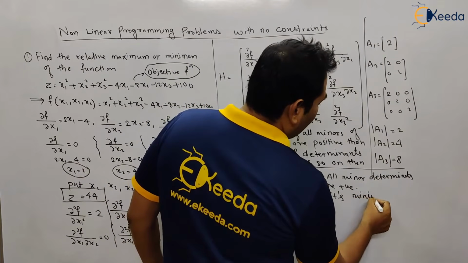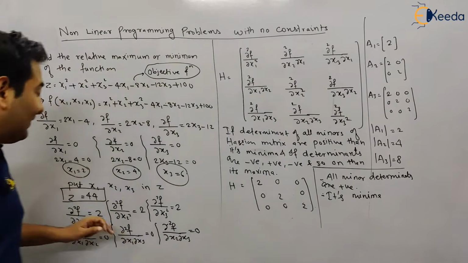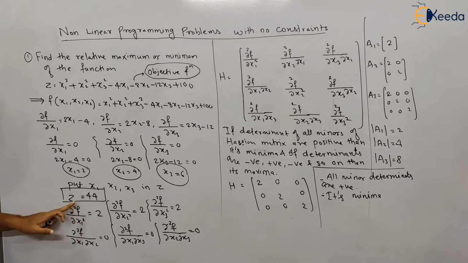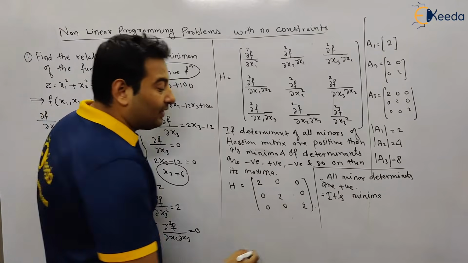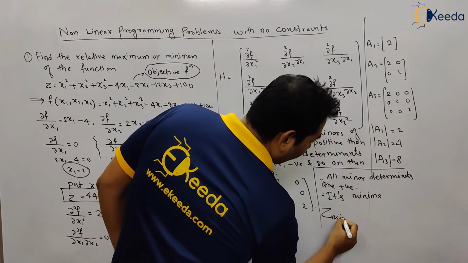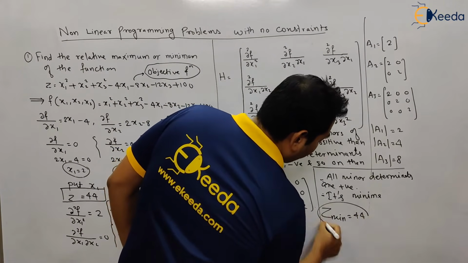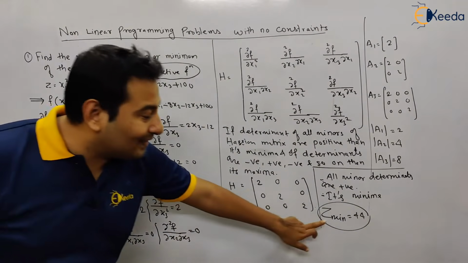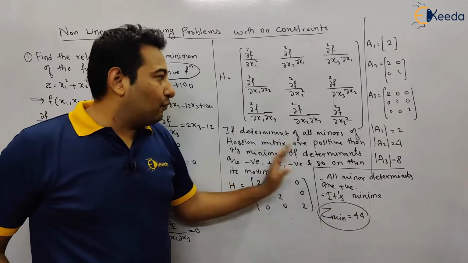it is minima, and the solution that we got, we already got this solution, that is z is equal to 44, that is the minimum value of the function. So that is your required solution. So just to write this minima here, we have to solve this.